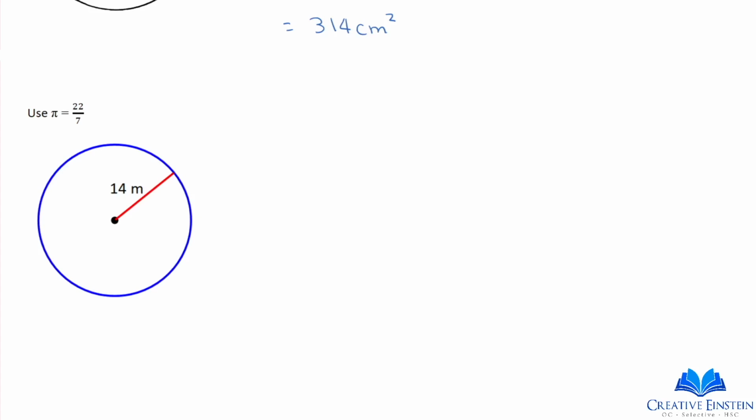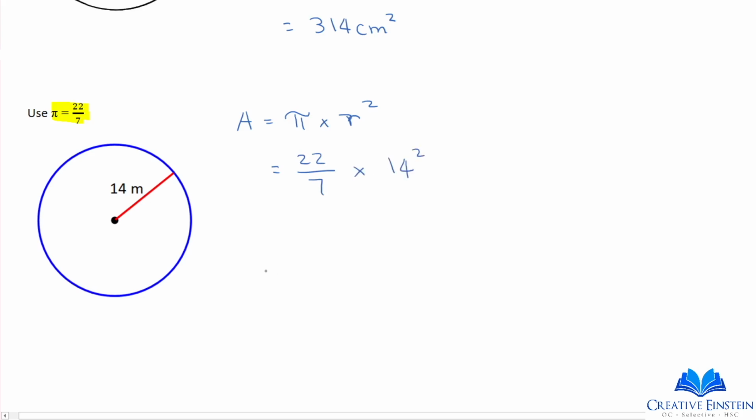Okay, let's look at our final example. This time we're going to use pi equals 22 over 7. So that's a closer approximation of pi than 3.1 or 3.14. So remember, we need to start with a formula. Area equals pi times r squared. Pi this time is 22 over 7 times r squared, which is 14 squared.